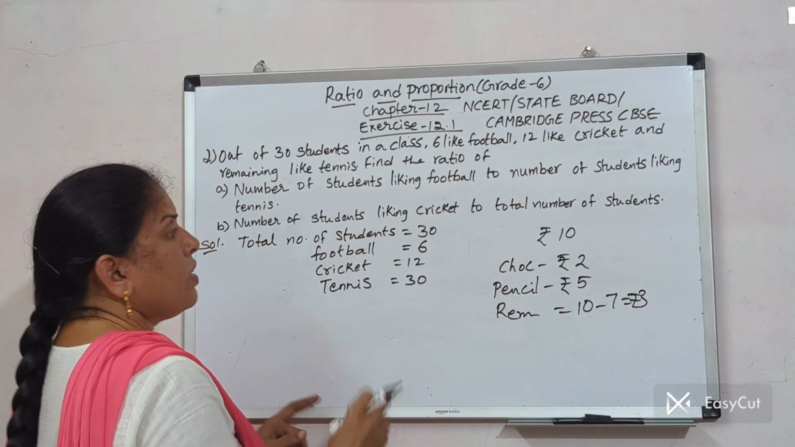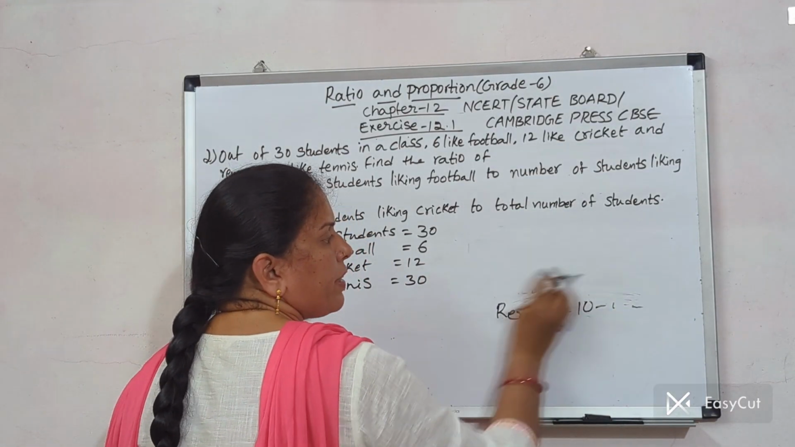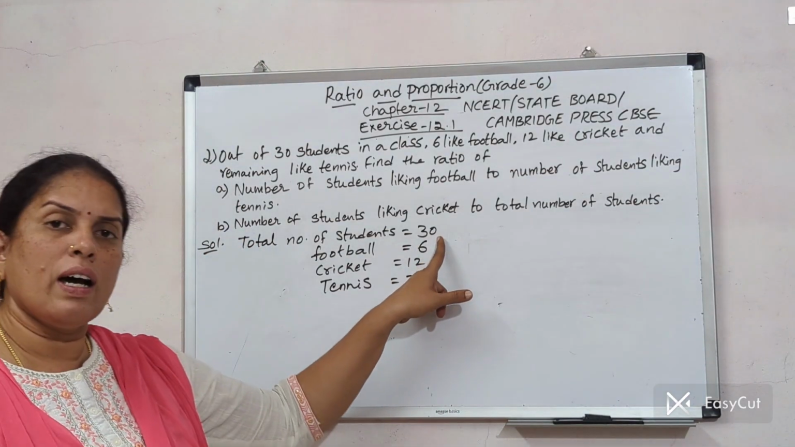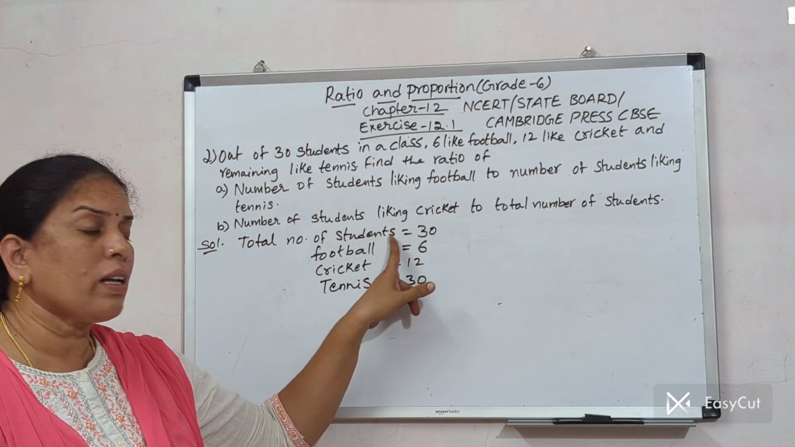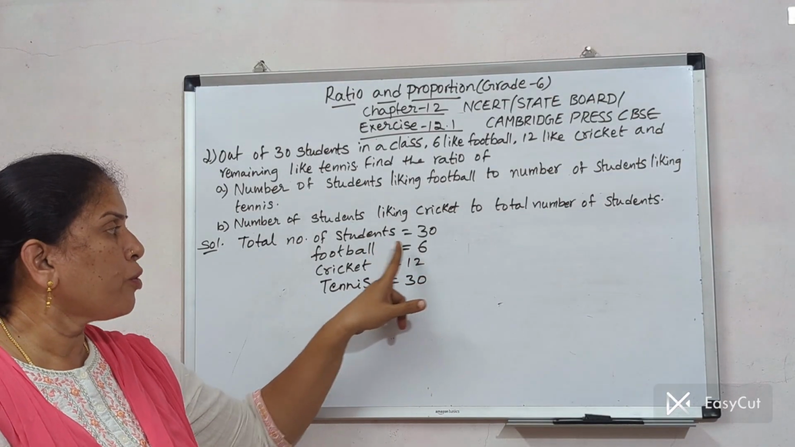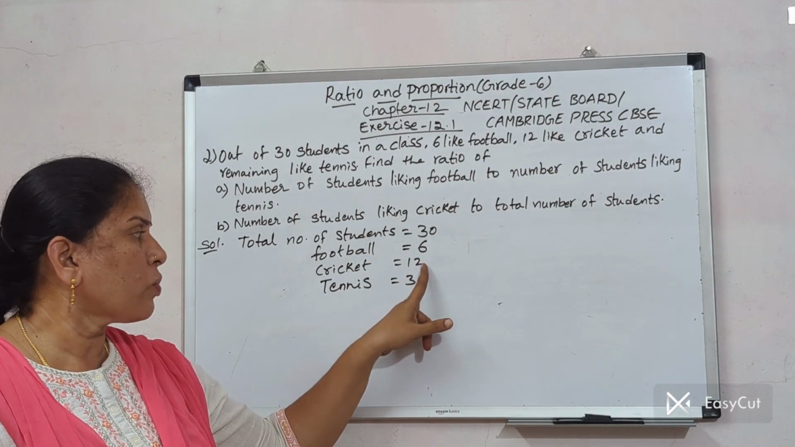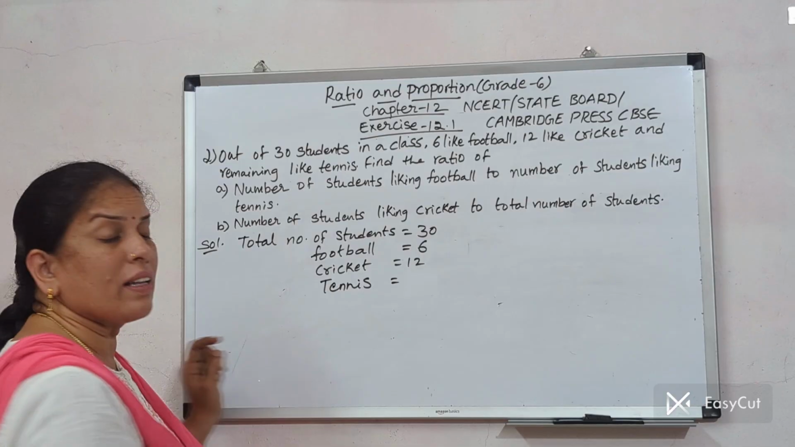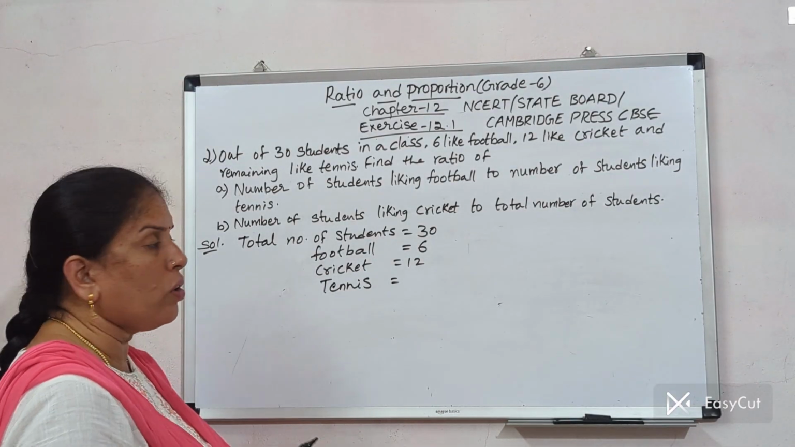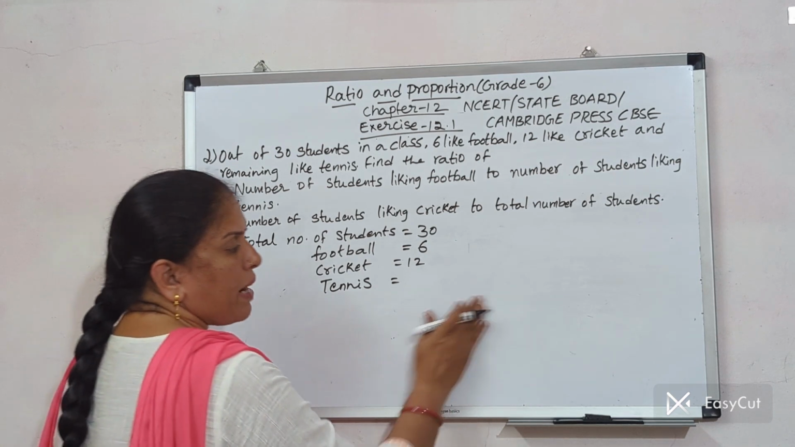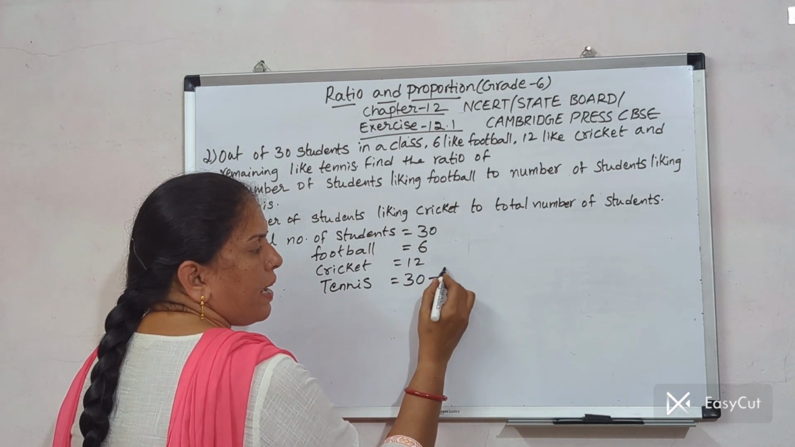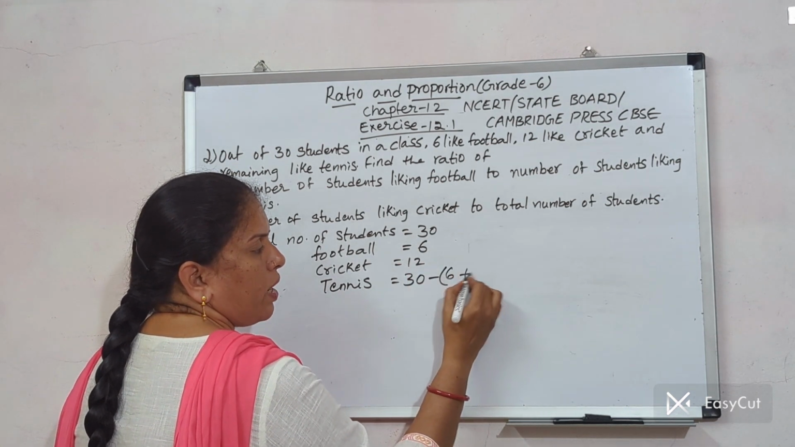Same like this. Total number of students, how many children here? Total number of students in football, cricket and tennis is 30. In football, 6 are there. In cricket, 12 are there. So, how many are there in tennis? What should we do? Add this 6 and 12 and subtract from 30. So, I am writing like this: 30 minus 6 plus 12.